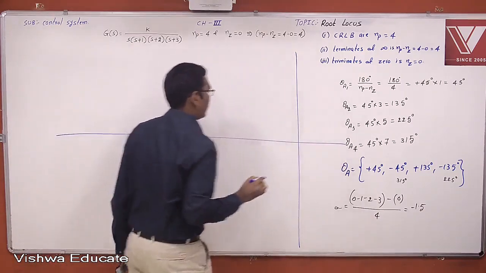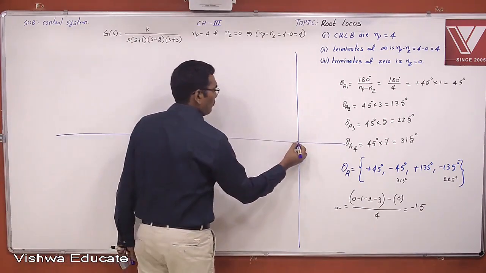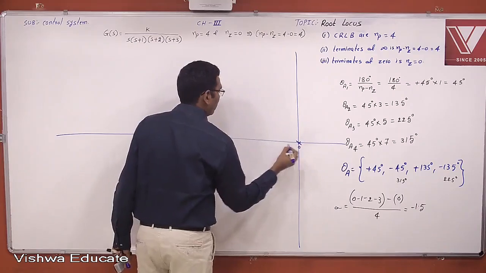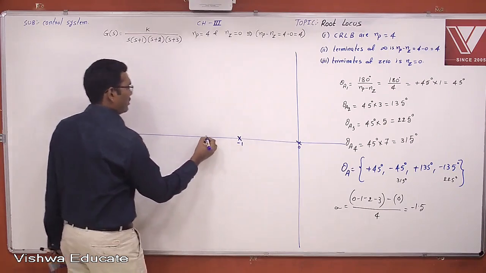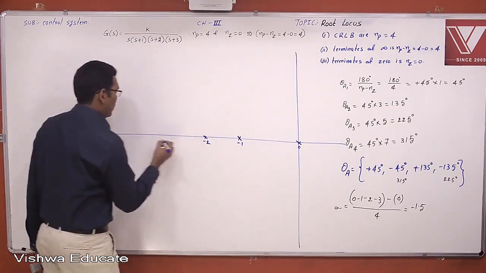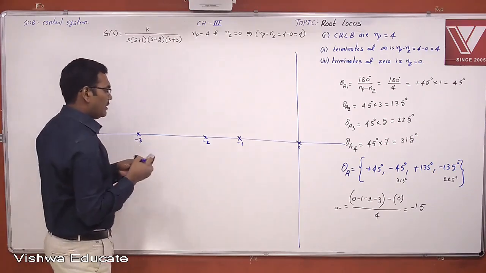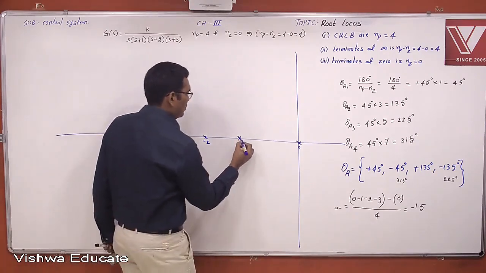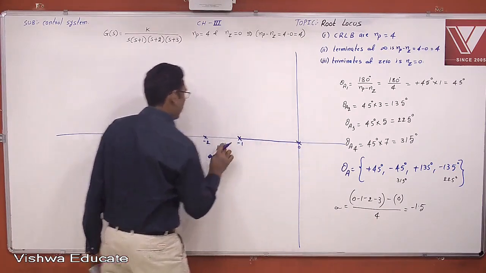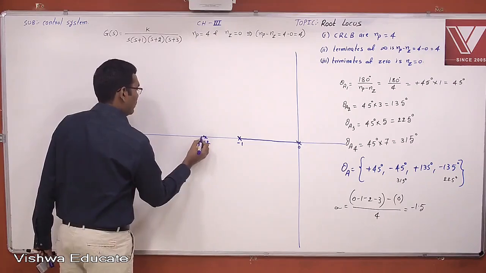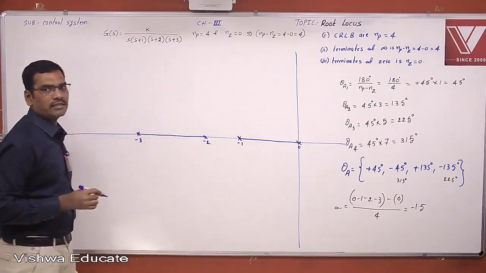Now locate the poles and zeros on the s-plane. One pole is at the origin, one pole is at -1, one pole is at -2, and one more pole is at -3. Identify the root locus branches. This is a root locus branch, odd number. No root locus branch, even number. Now this entire section is also a root locus branch.